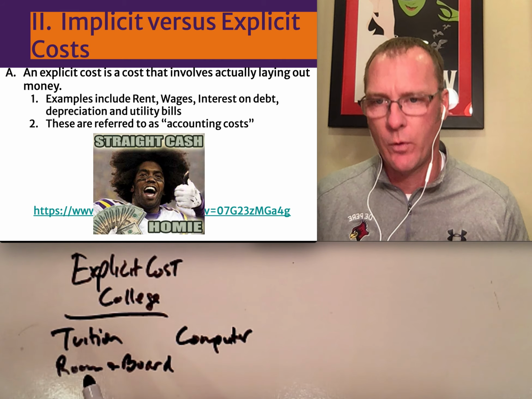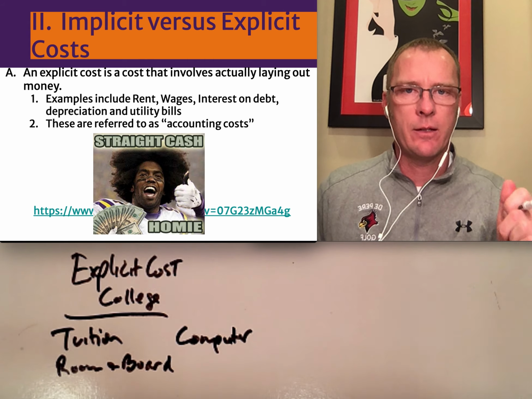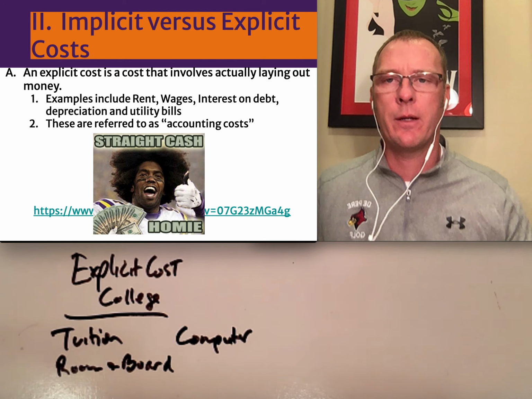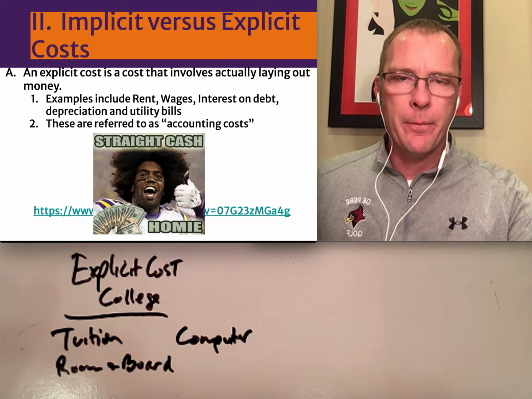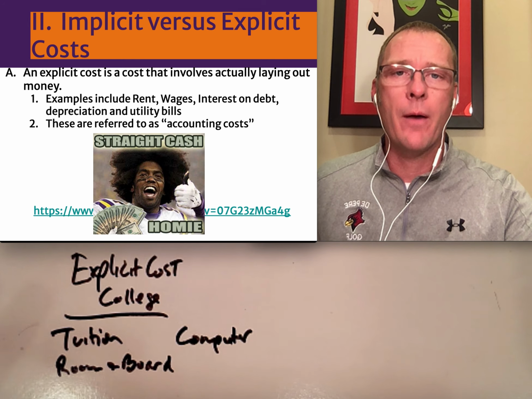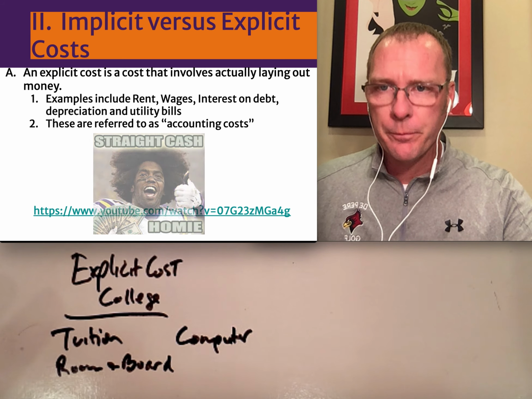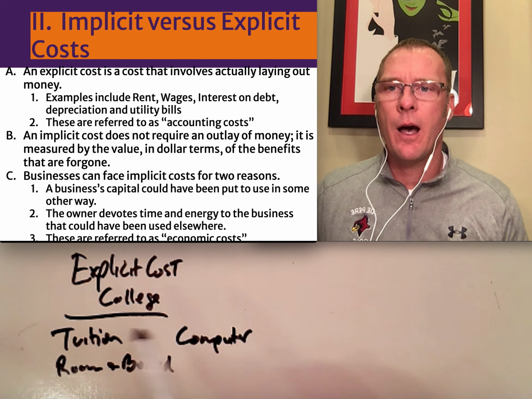When you start thinking about explicit costs, it's what you have to pay out when you're actually going to go do something. In this case, I'm going to college. I have to pay tuition. I have to buy a computer. I have to pay my room and board. Those are my straight cash. I got to know where that money's coming from. Accountants, oftentimes, that's what they look at. But what an economist would say is the accounting people are missing maybe the bigger picture. So what do economists look at?